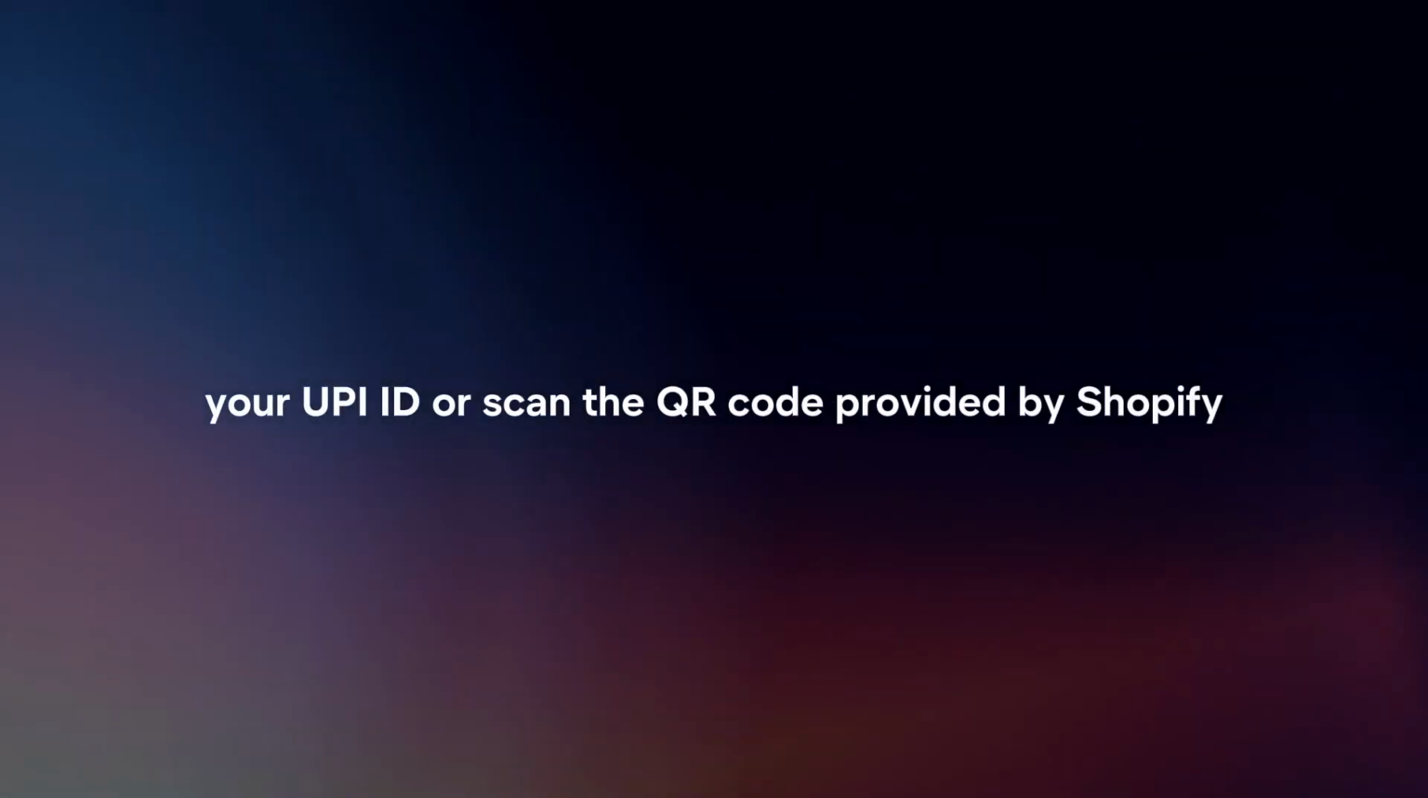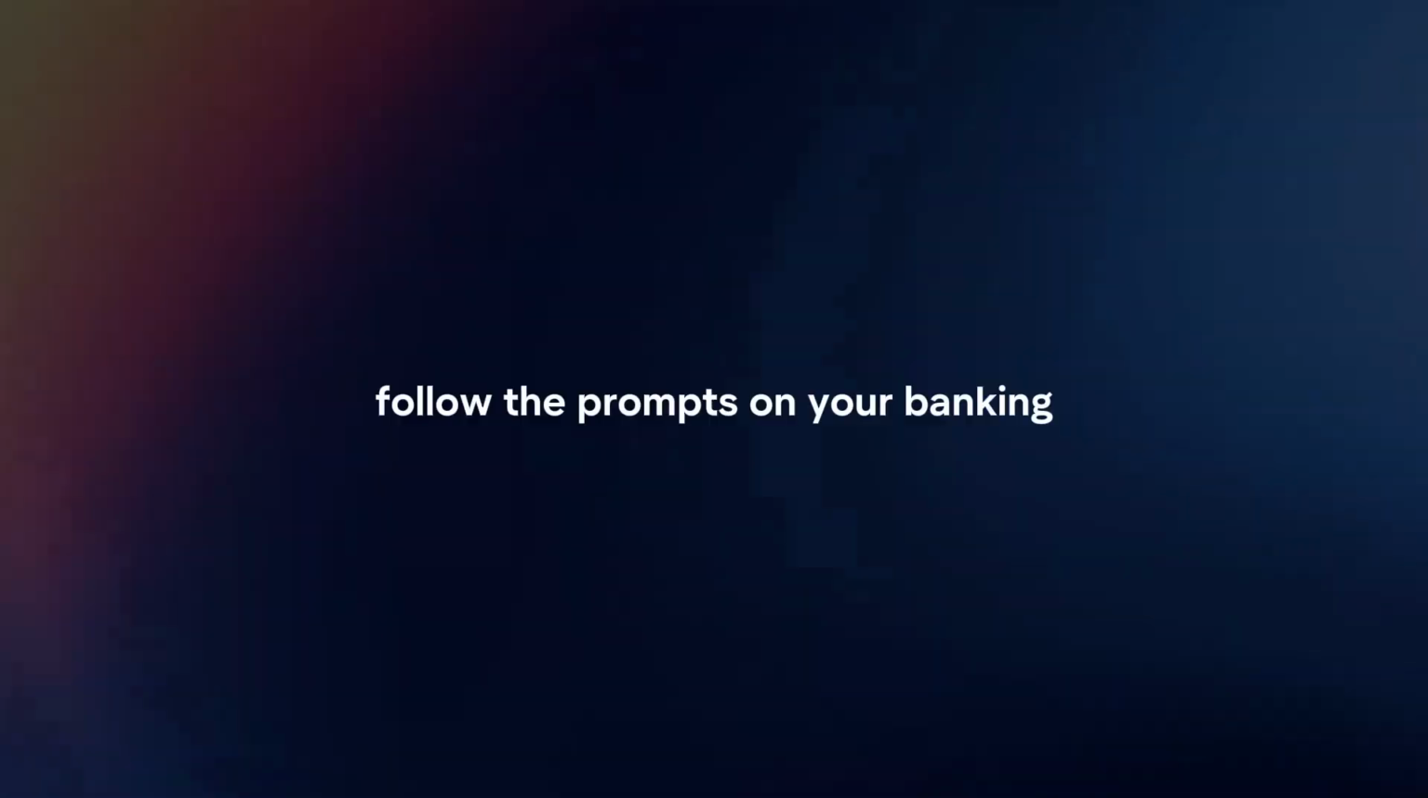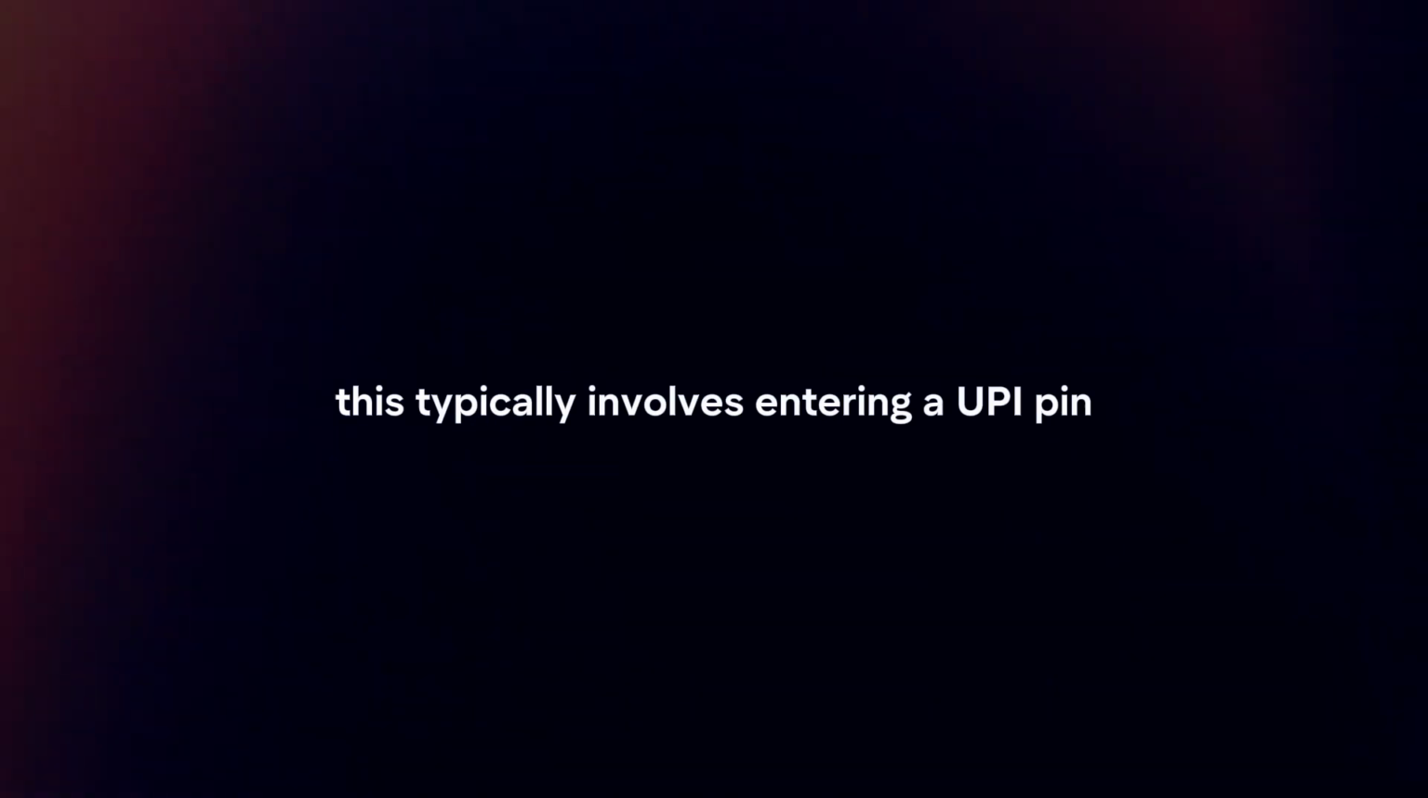Enter UPI details. Once you've selected UPI as your payment method, you will need to provide your UPI ID or scan the QR code provided by Shopify using your UPI-enabled mobile banking app. Complete payment. Follow the prompts on your banking app to authorize the payment. This typically involves entering a UPI PIN or providing biometric authentication.